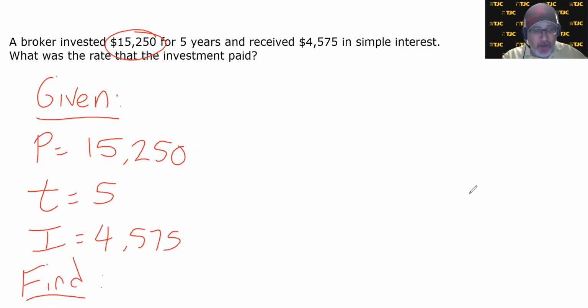I don't even have to read the problem to know. It's the only letter we don't have a value for. We're probably being asked to find the rate, and we are. I don't know why I circled the one number and not the rest. I'm inconsistent consistently. All right, well, same song and dance. We need an equation that ties together all four variables. Of course, that equation is I equals P times R times T.